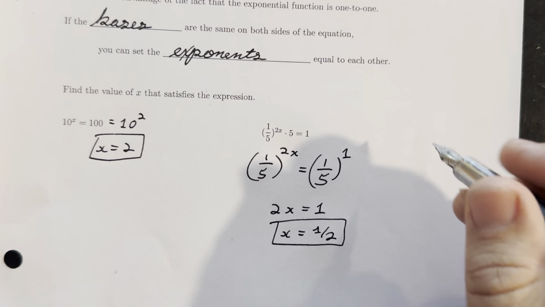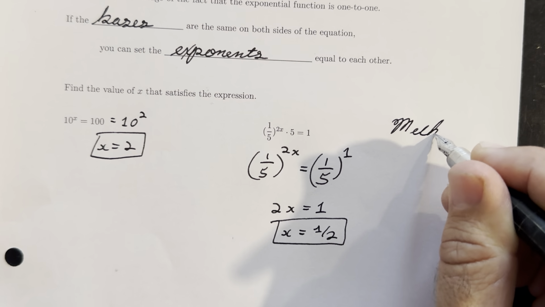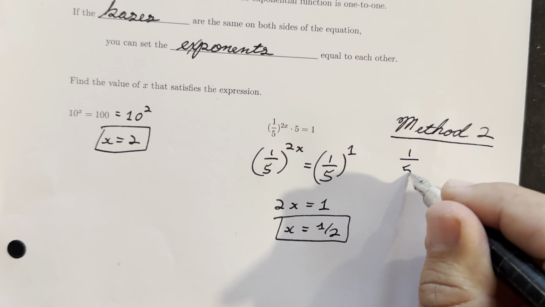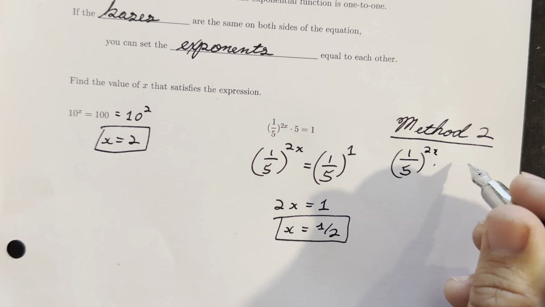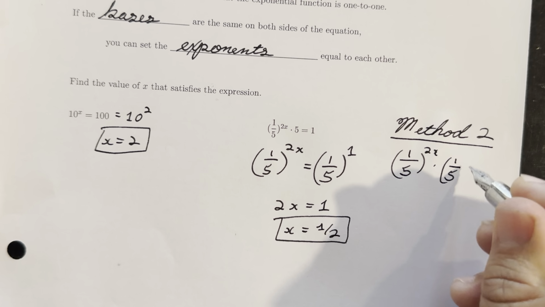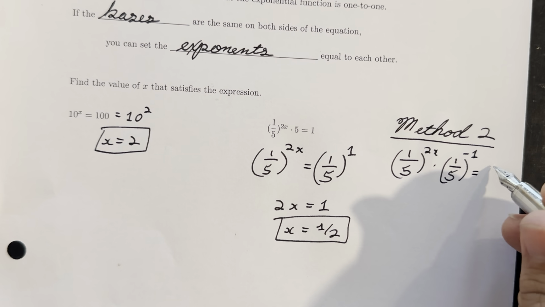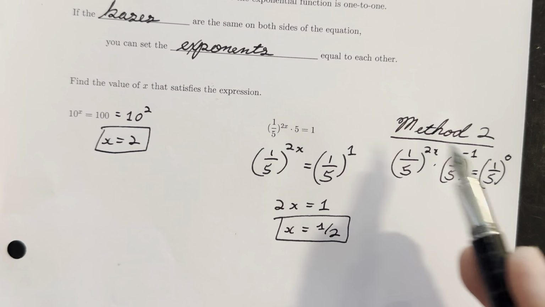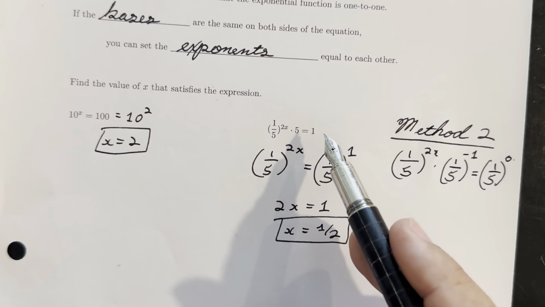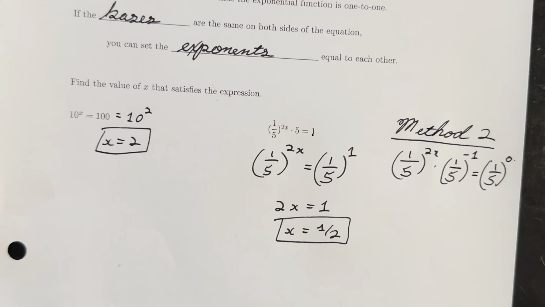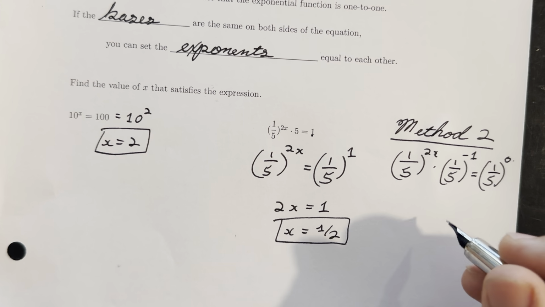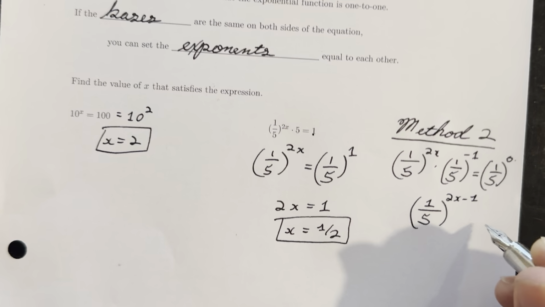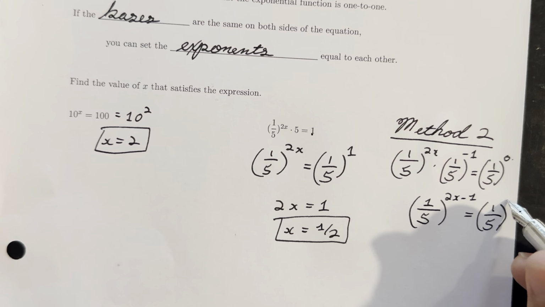Now, another way we can do this, not quite as straightforward, we'll call it method 2. We could say 1/5 raised to the 2x times 1/5 to the negative first exponent equals 1/5 to the 0th exponent. So 1/5 raised to the negative 1 power is simply 5, to get back to here. Any number raised to the 0th power is 1, which gets us back to there. And so now we combine these two to get the exponents to be the same. And so we have on the left-hand side 1/5 raised to the 2x minus 1 equals 1/5 raised to the 0 exponent.